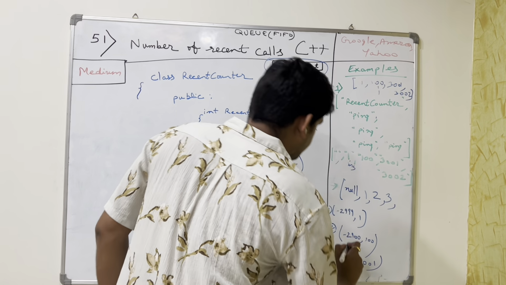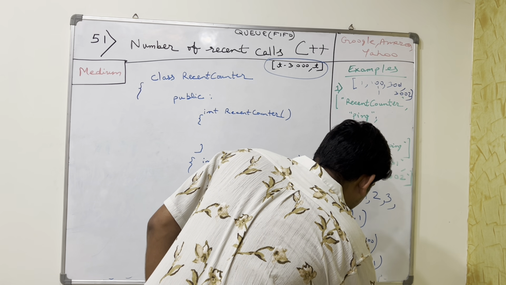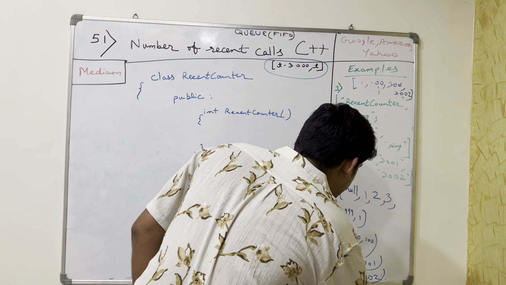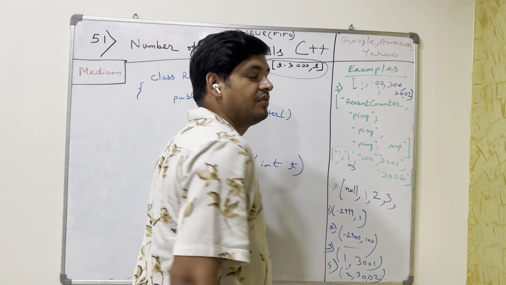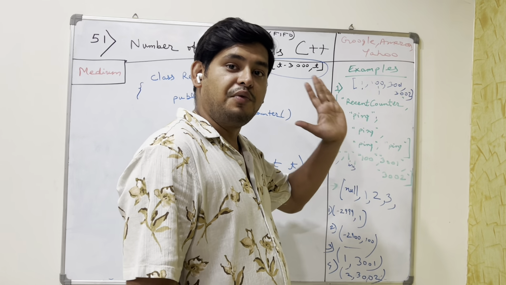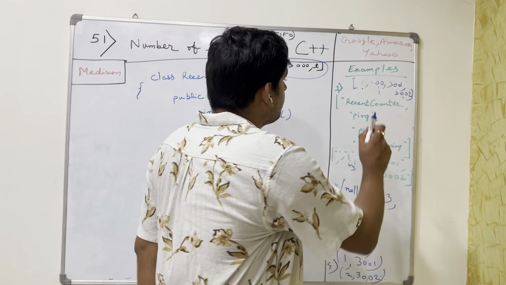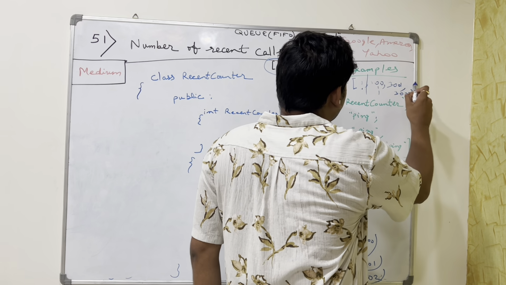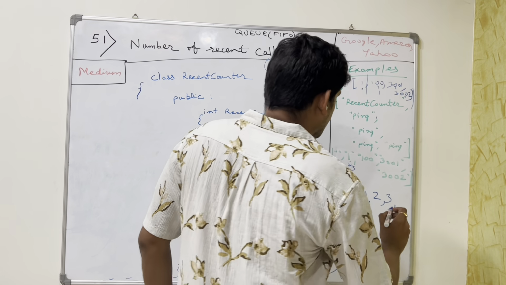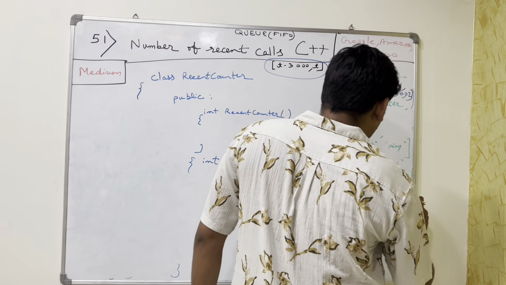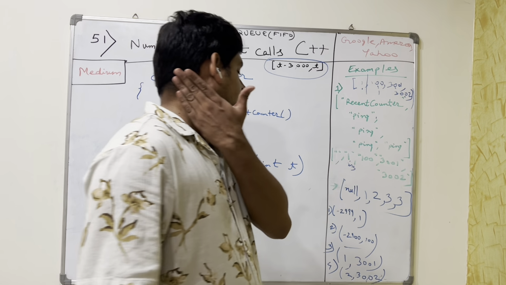3002 minus 3000 is 2, and 3002, right? So between this time, 2 to 3002, this 1 will not come, because it was called in the first millisecond. We are checking from the second millisecond. So from the second millisecond these values would come, right? So 1, 2 and 3, not 4. Okay, this will not be called, this will not be counted. So we return 1, 2, 3, 3.